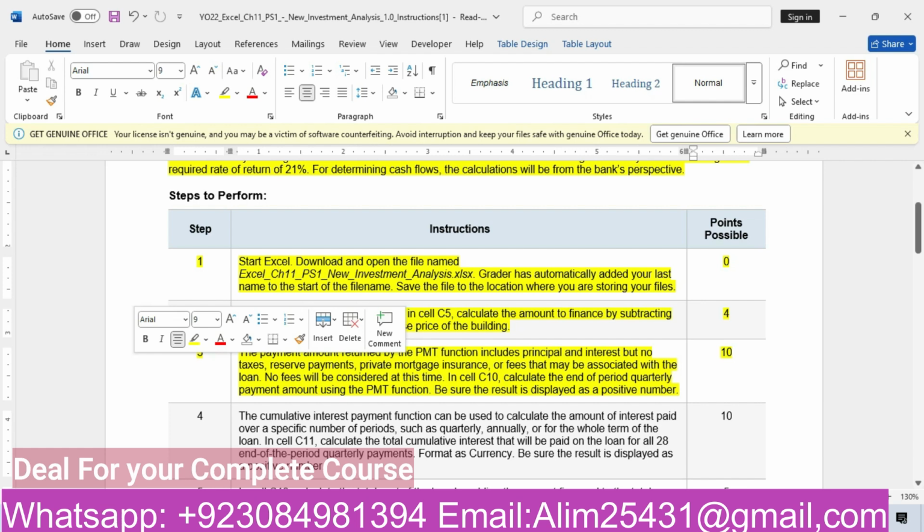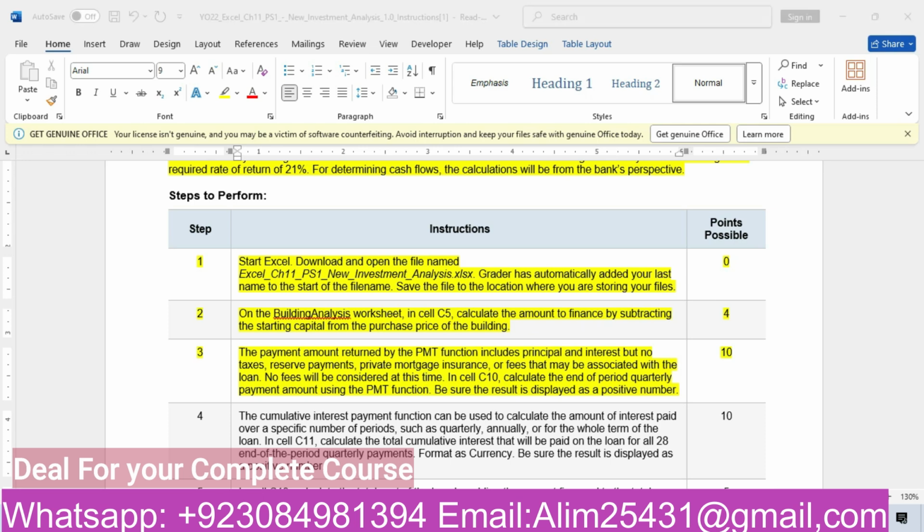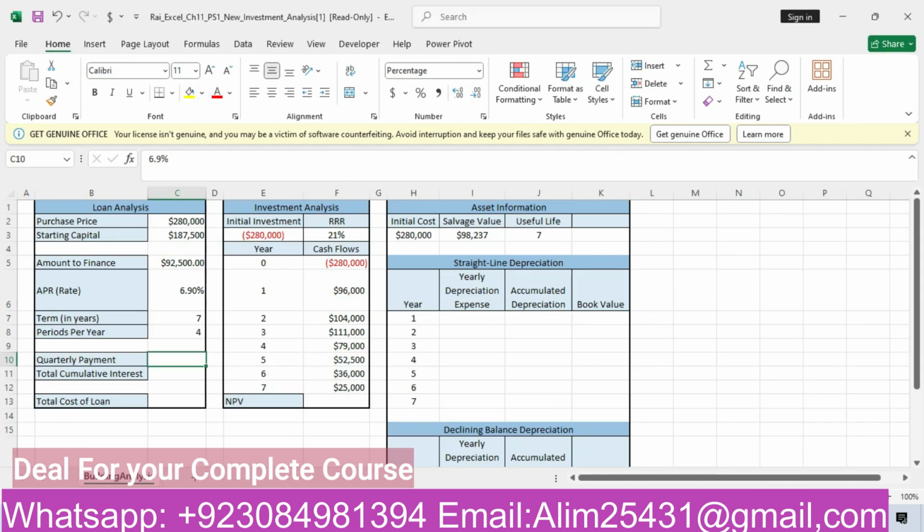In our third step, what is he asking? The payment amount returned by the PMT function includes principal and interest but no taxes, reserve payment, private mortgage insurance, or fee that may be associated with the loan. No fee will be considered at this time. In the cell C10, calculate the end of period quarterly payment amount using the PMT function. Be sure that the result is displayed as a positive number. So we will go to the cell C10.